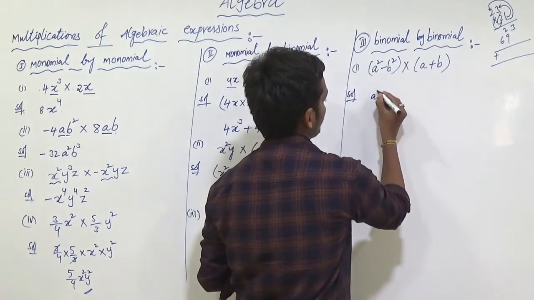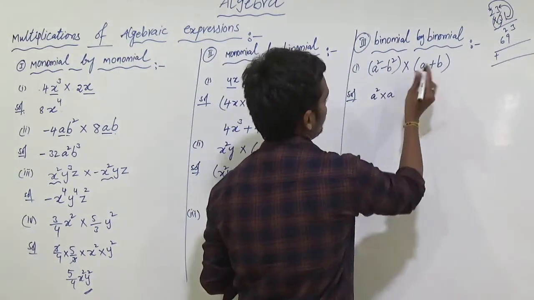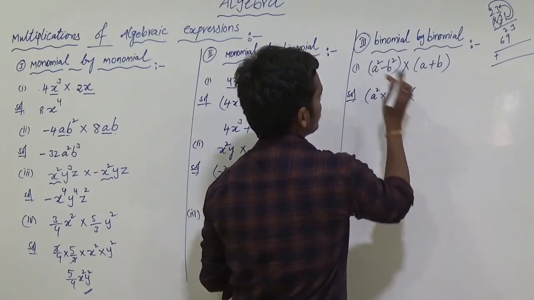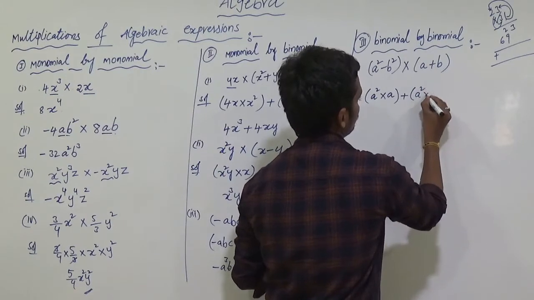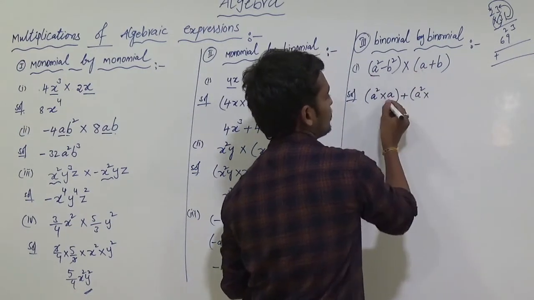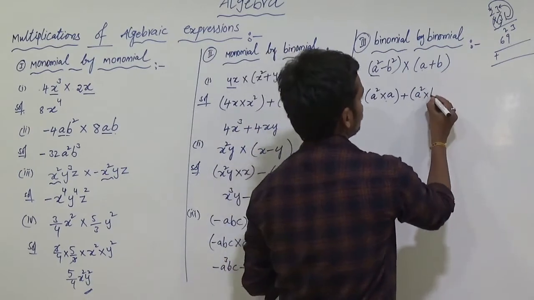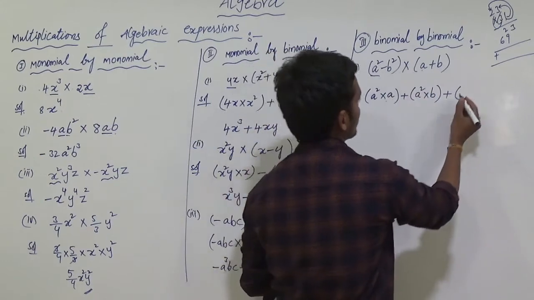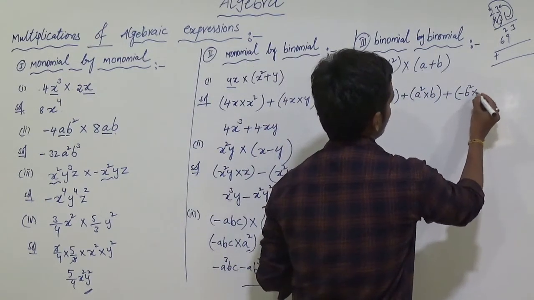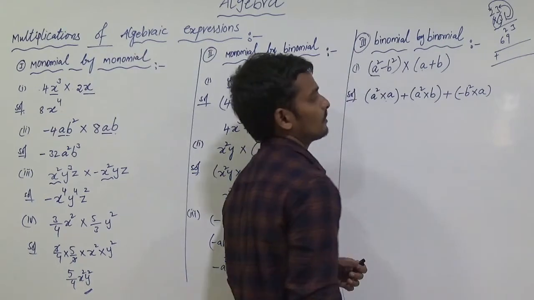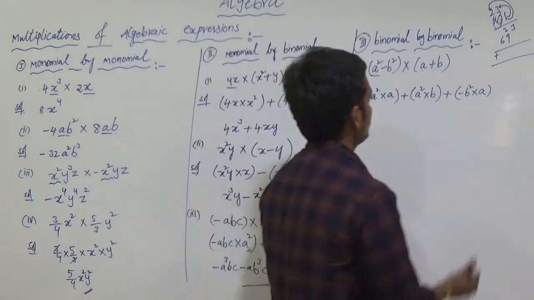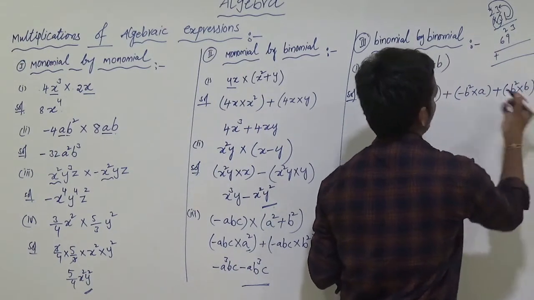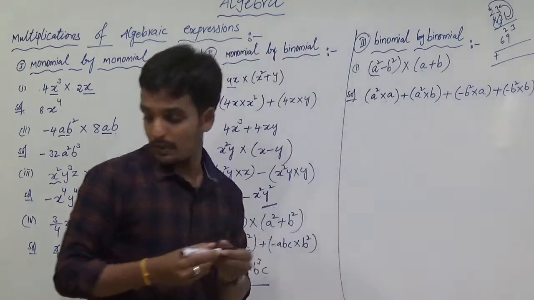Here a square into the first term a, plus, a square into the first term completed. Again, first term into second term, into b. Again we have plus. Here we should multiply with b square, the second term, minus b square into the first term a. Are you following? Again plus, the second term, minus b square into b.